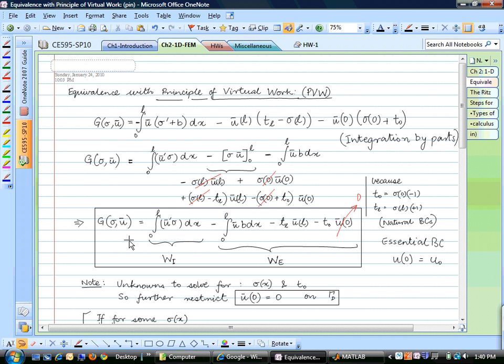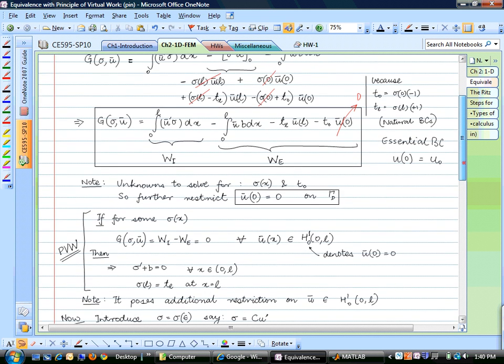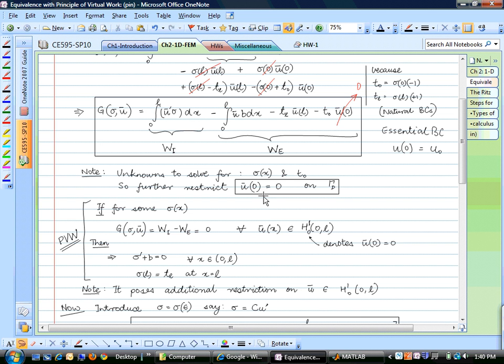So if you do this, you can express the functional that you get in terms of virtual work. The first term is the internal virtual work, the second term is the external virtual work, which means that if G has to be 0, then internal virtual work has to be equal to the external virtual work. And I hope that anybody who has taken structural analysis before remembers this relationship. So we also said that u bar has to be 0, so to get rid of the traction unknown at x equal to 0, we can assume that u bar at 0 should be 0.